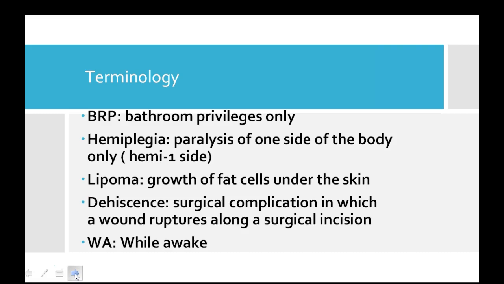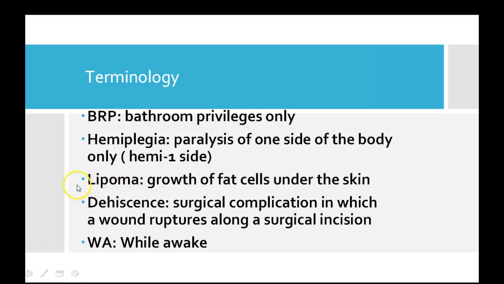So as we know, BRP stands for bathroom privileges. So when the doctor writes an order, BRP, the patient can get up and go to the bathroom, not wander around in the hospital, but up to the bathroom only. Hemiplegia: you may get patients back who've had a stroke or had some type of medical condition that's going on. But hemiplegia is paralysis of one side of the body.